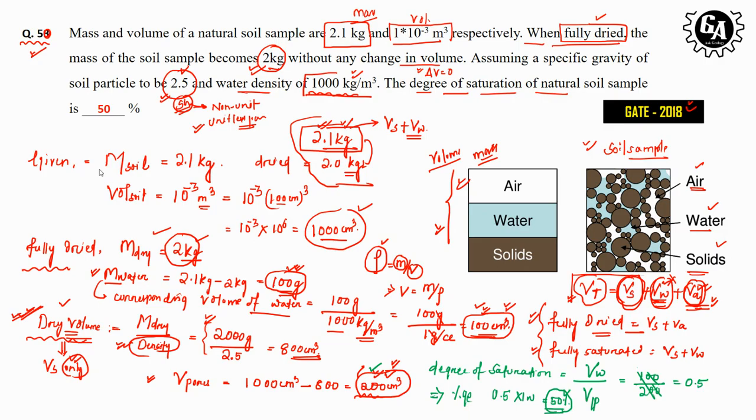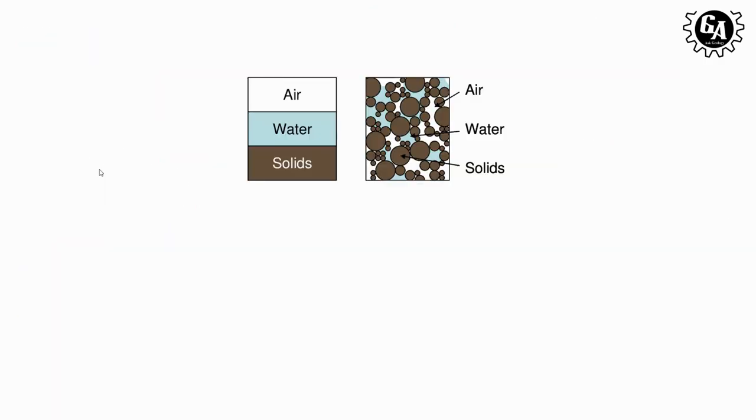So in the next slide I will have to just explain something. So this is the soil sample. This is very important. You just mark these things. This is the soil sample. Now we will consider some cases, the volume and the mass we will consider.